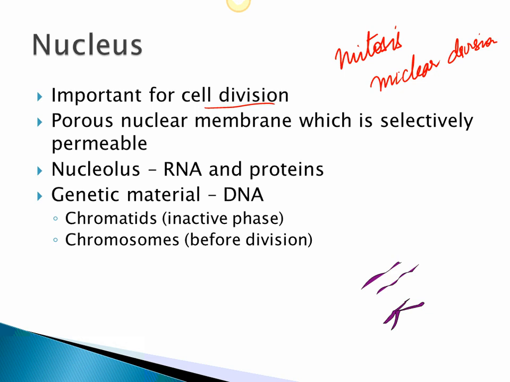Red blood cells, for example, right? They cannot divide, make more red blood cells. Like the cell membrane, the nucleus also has a membrane surrounding it, which is selectively permeable, so it has little pores in it. The nucleus contains genetic material, which is DNA. It has a small nucleolus in it, which is mainly RNA and proteins.